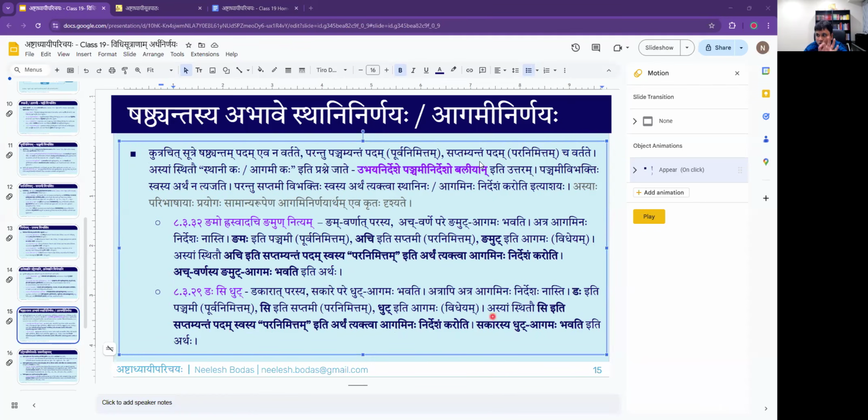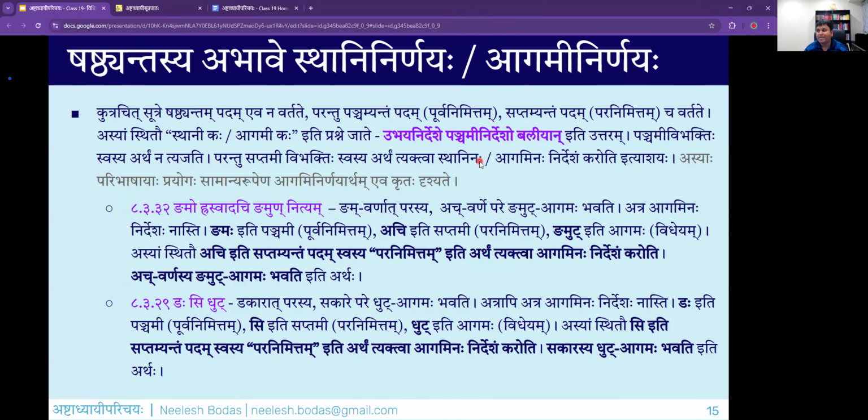In this particular way, ubhaya nirdeshe panchami nirdesho baliyan indicates that when a sthani or agami is not explicitly indicated and there is a conflict between panchami and saptami. By the way, when I say not explicitly indicated, you can bring it through anuvrittis. All ekavakyata is already done. We are talking about what happens after ekavakyata. So whether the shashti, the sthani, comes from anuvritti is irrelevant. Even after considering anuvrittis and adhikaras, if you don't find the sthani or the agami, that's the question. Then you will always find panchami and saptami available.